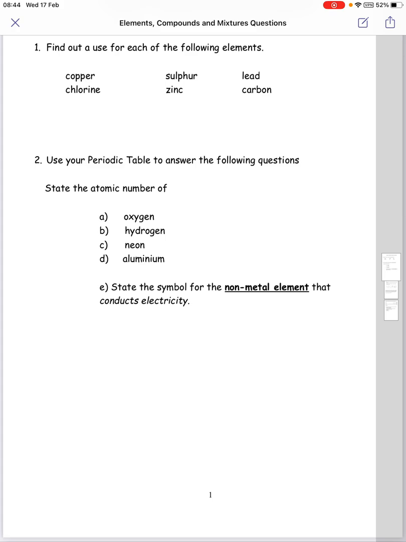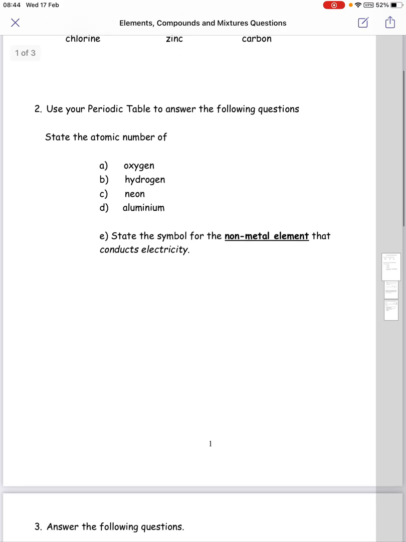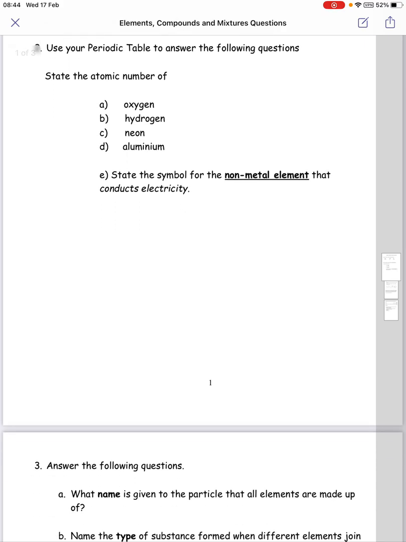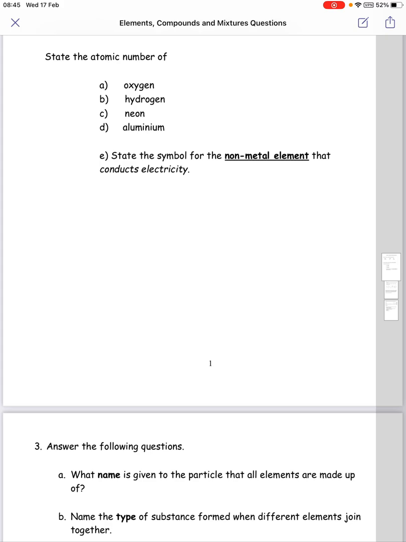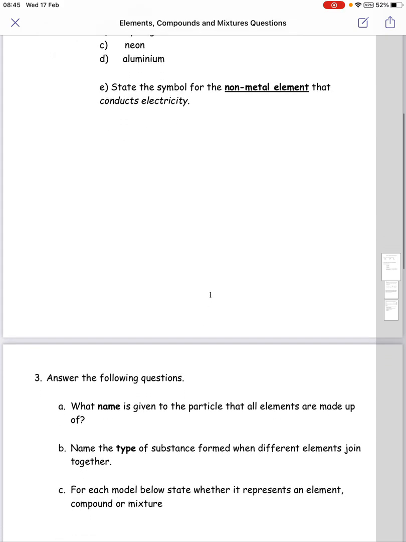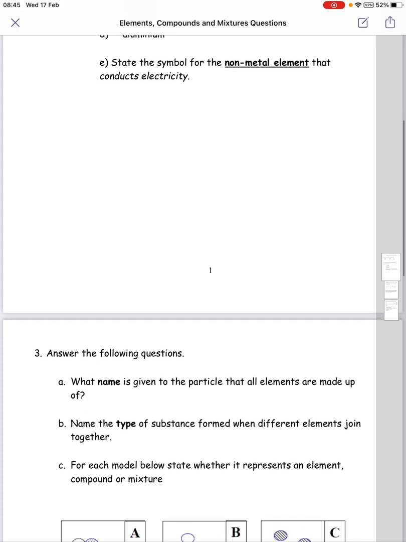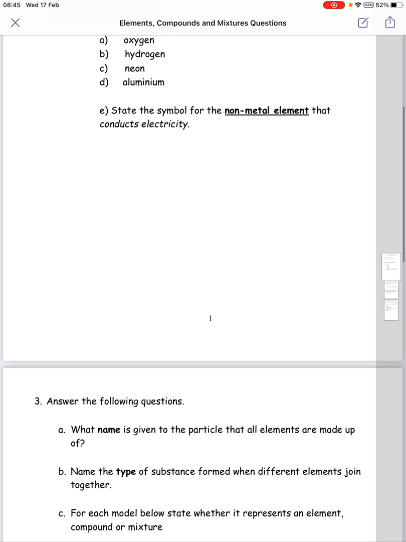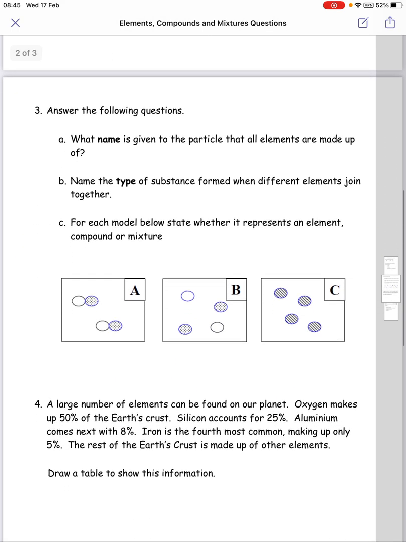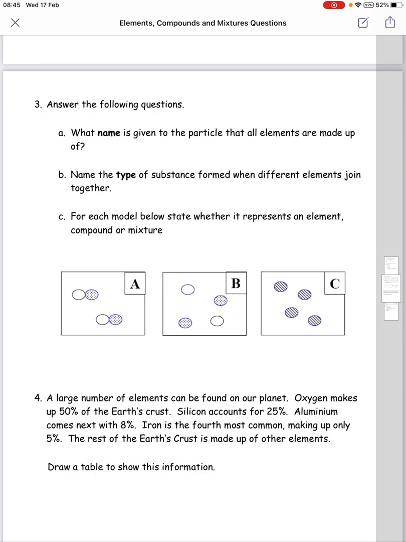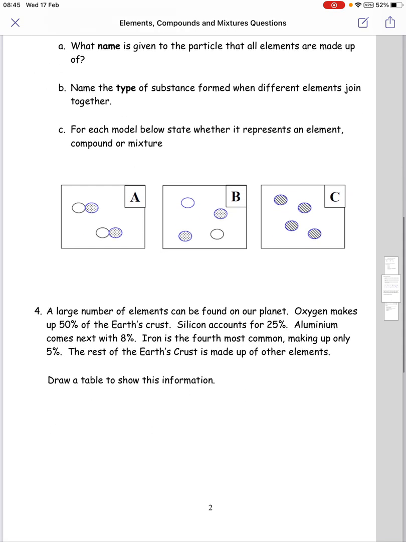For question 2, you're going to use your periodic table, and we're going right back to what we learned at the start about atomic number. So you're just going to find the atomic number for those 4 elements. And then the next bit, state the symbol for the non-metal element that conducts electricity. Again, you might know that one from previous weeks, or you might just have to do a little bit of an internet search to find that one out. The next question, what we're looking at here is our elements, compounds and mixtures. We did this last week, so hopefully that'll be okay for you.